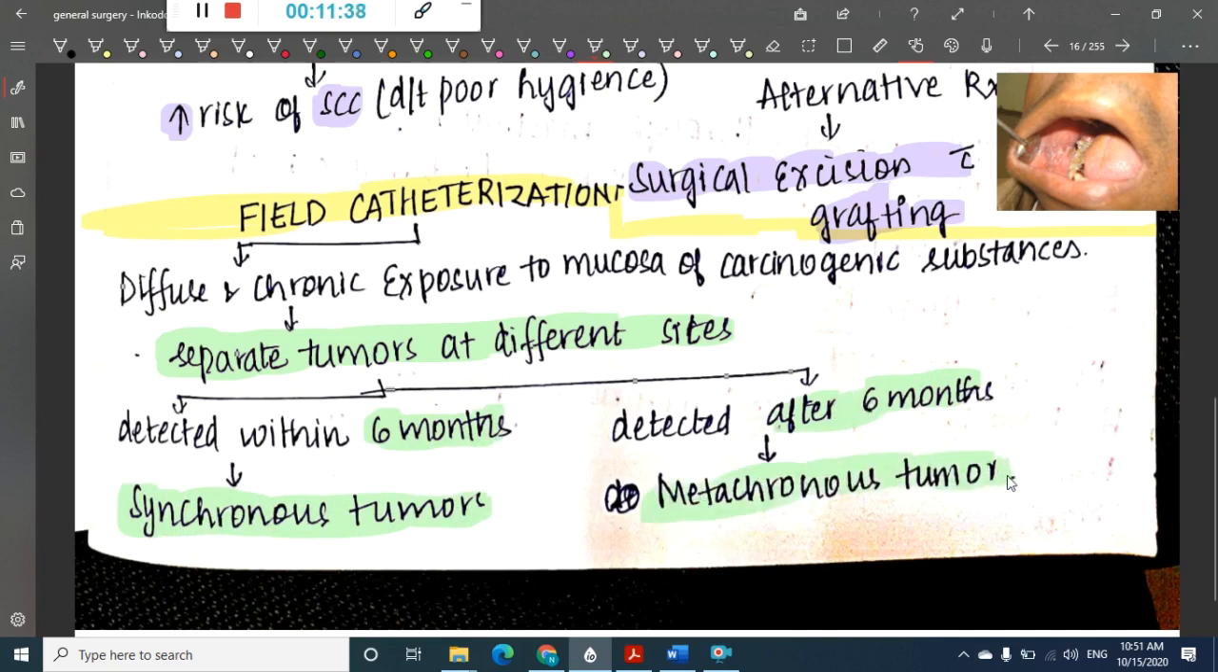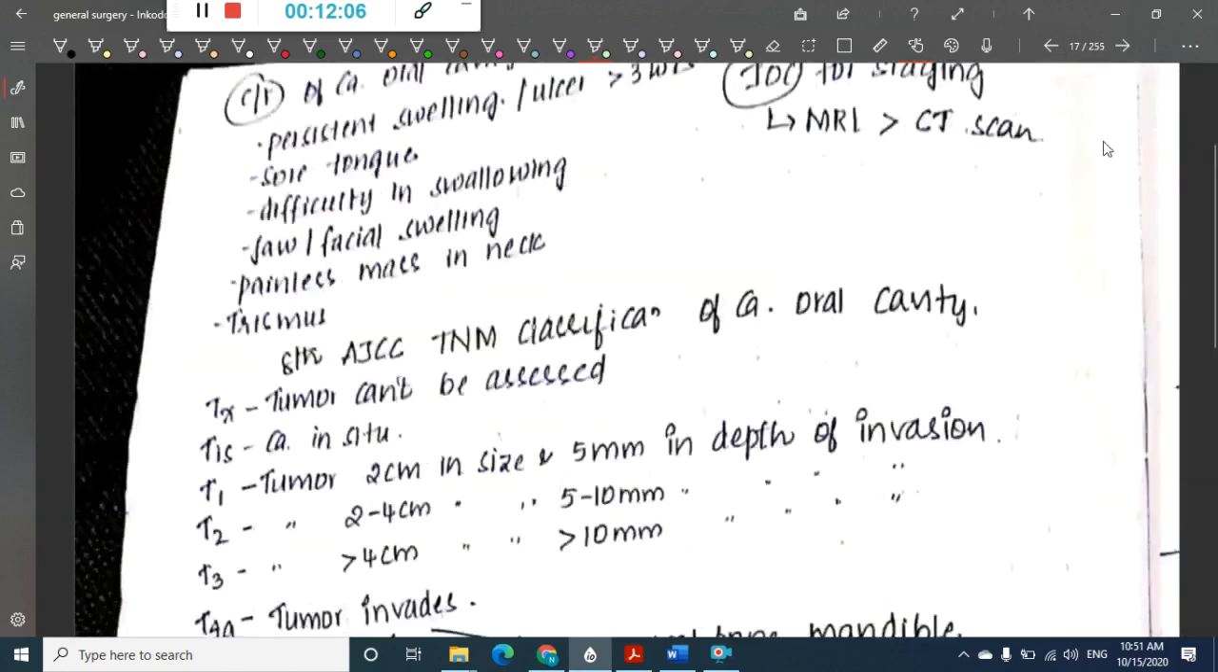So field cancerization occurs due to exposure to carcinogenic substances, which leads to the formation of separate tumors at different sites. If these tumors are detected within 6 months, we call them synchronous tumors. If there are two tumors at different sites and both occur within 6 months, then we call them synchronous tumors. If both tumors occur after 6 months, then we call them metachronous tumors.